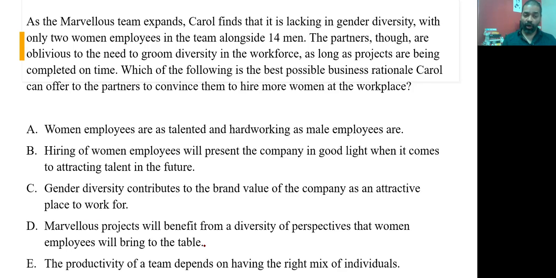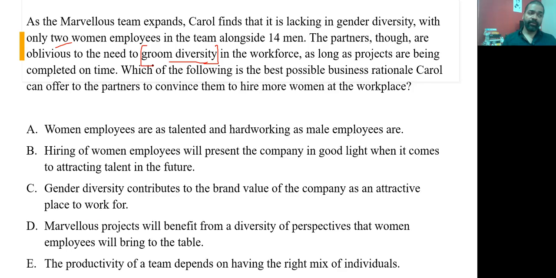The partners, though, are oblivious, or they are not aware of, the need to groom diversity in the workforce, as long as projects are being completed on time. So they don't care about grooming diversity. This is the emotional consideration. They're oblivious to it. Oblivious is a negative word, by the way. So a lot of how you understand this paragraph depends on your understanding of the word oblivious. Okay, as long as projects are being completed on time, which of the following is the best possible business rationale Carol can offer to the partners to convince them to hire more people at the workplace?